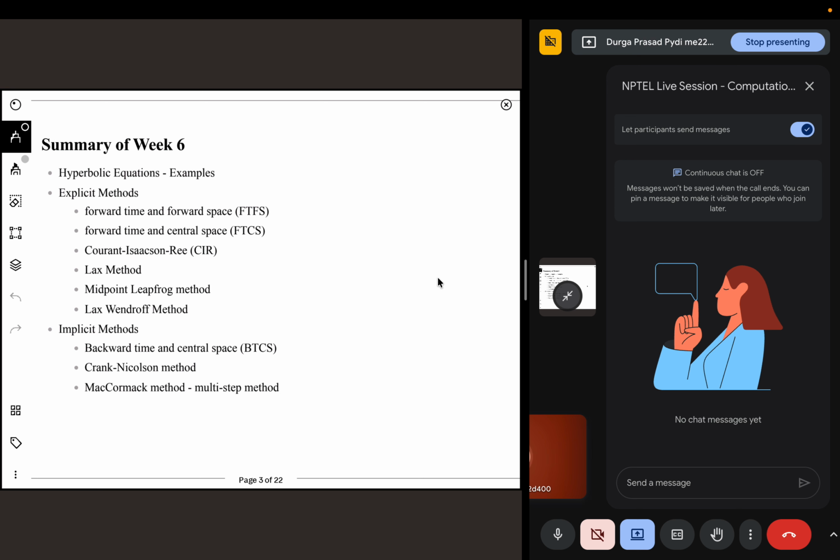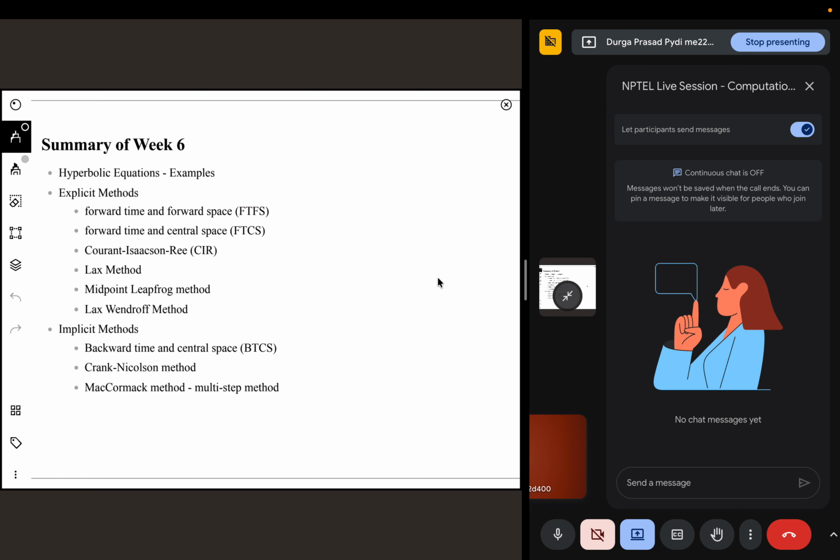Within hyperbolic equations, we'll start with some examples. How do you classify a PDE as a hyperbolic PDE? And then again, two classes of methods, similar to parabolic equations. In hyperbolic equations, in addition to space, we have the time coordinate. So we have two different classes of methods, explicit versus implicit methods, depending on how many unknowns we have.